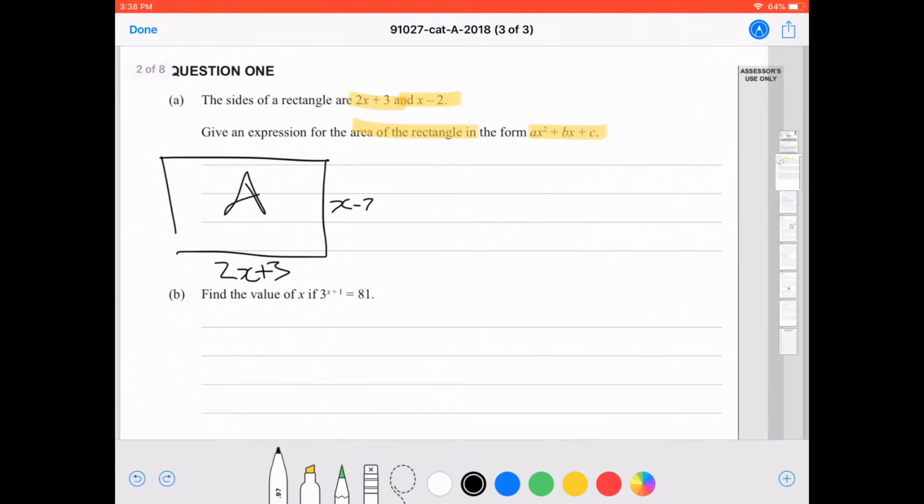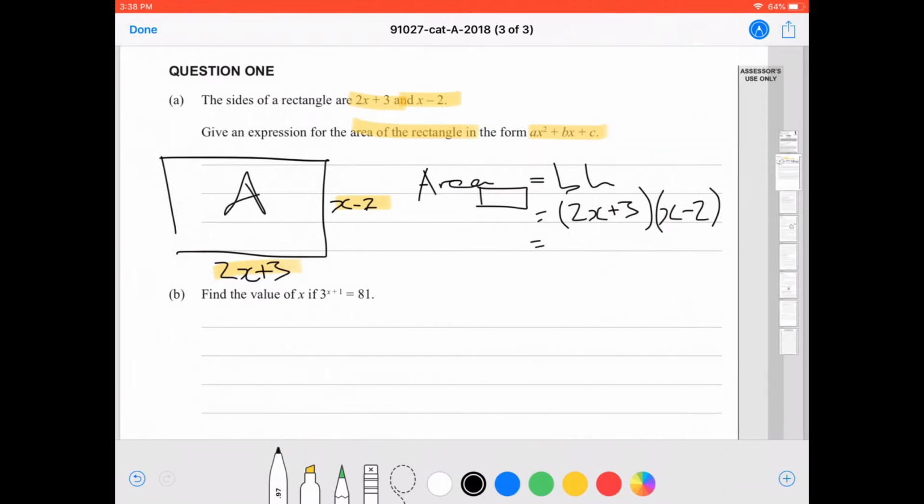So we know the area of a rectangle is base times height, meaning we can just substitute in our two values because we've been given base times height. So our base is 2x plus 3, and that's in brackets, and our height is x minus 2. Okay, it's not enough to leave in factorized form.